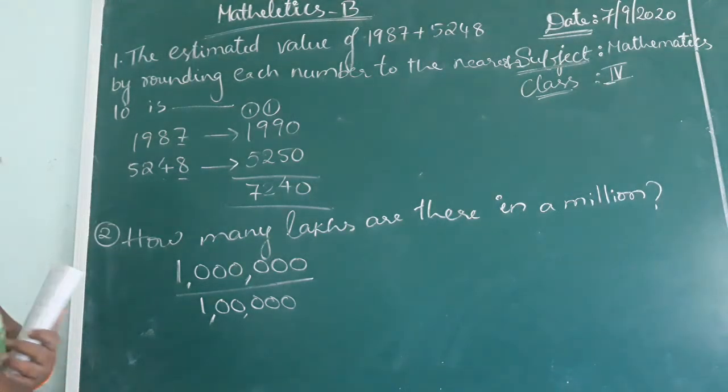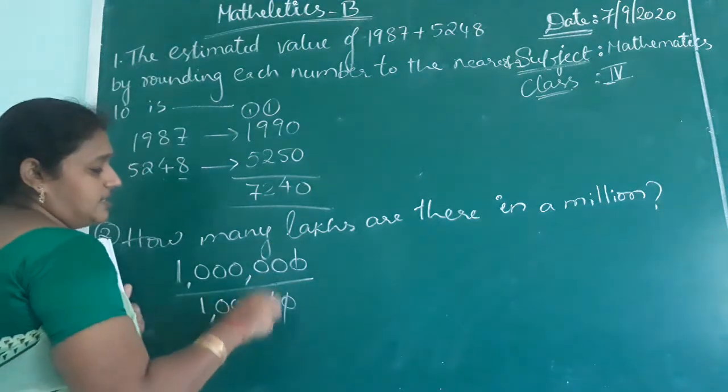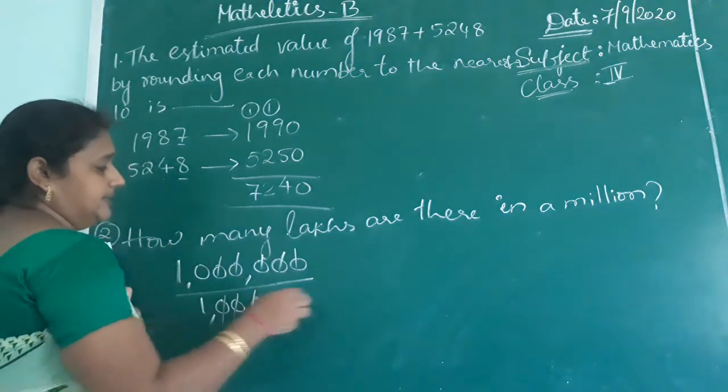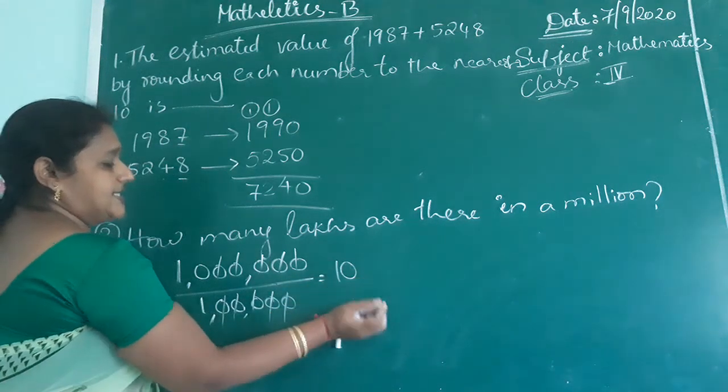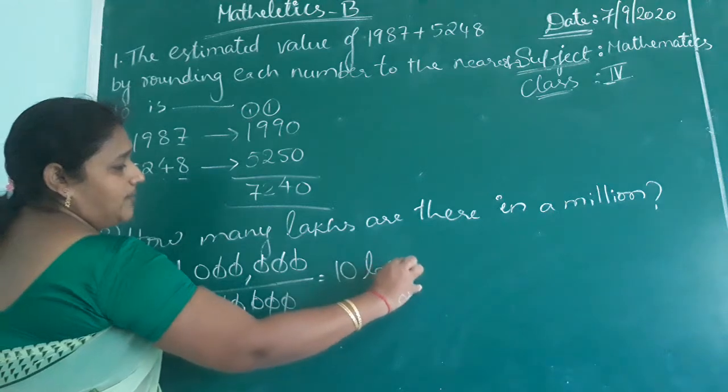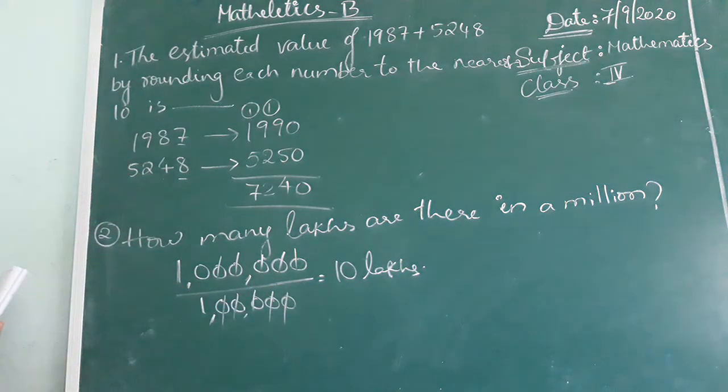See, 0, 0, here 0, here 0, here 0, again here 1. So what is left? 10 lakhs. In 1 million we have 10 lakhs. 10 lakhs are there in 1 million. See the third one, children.